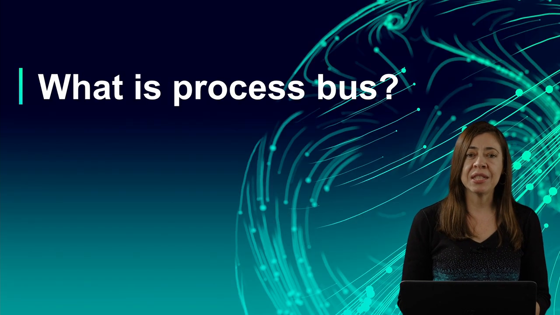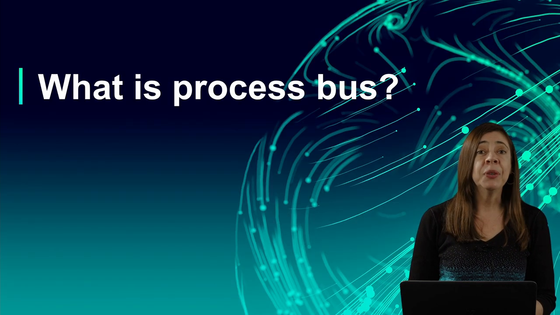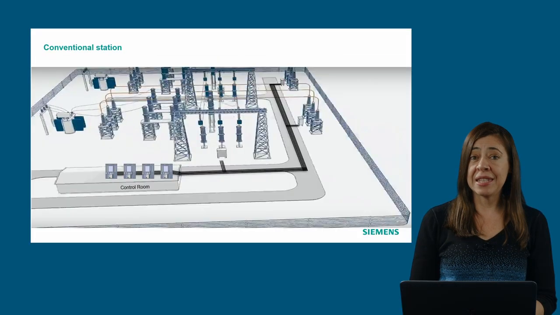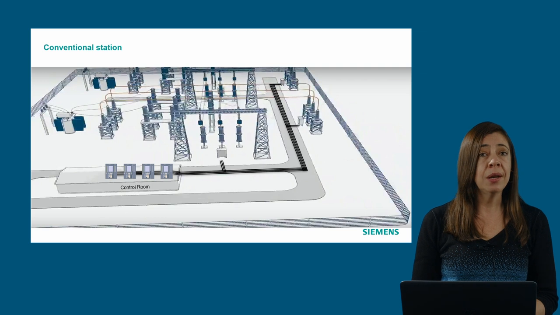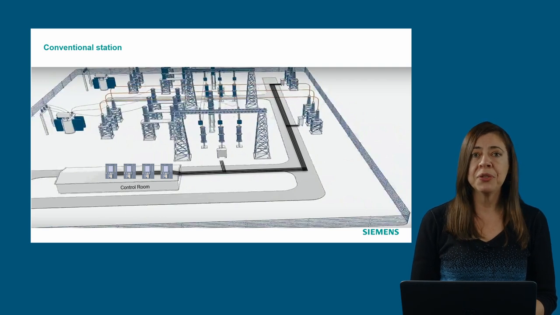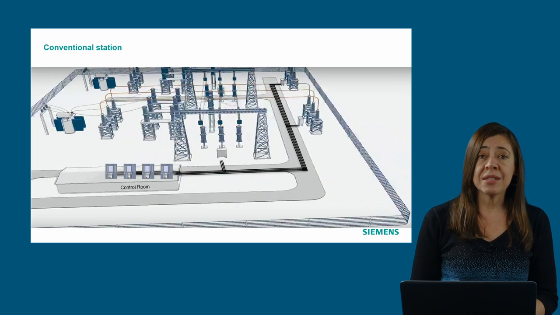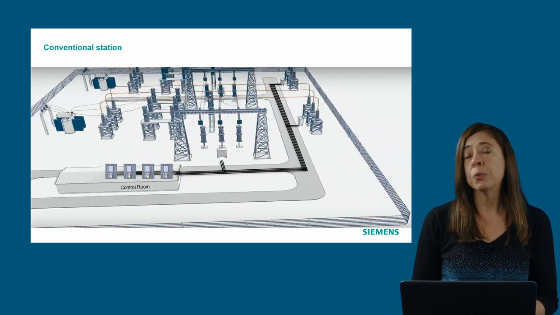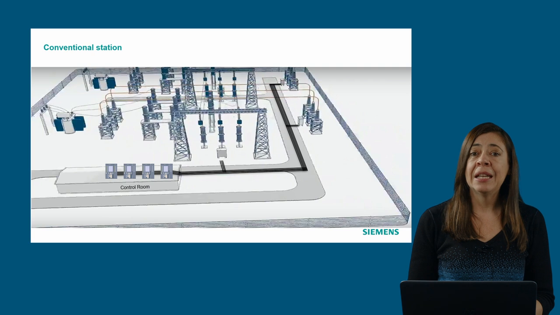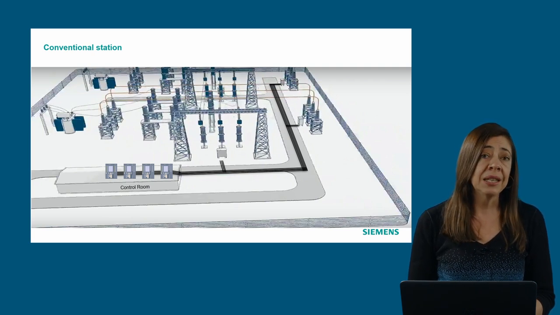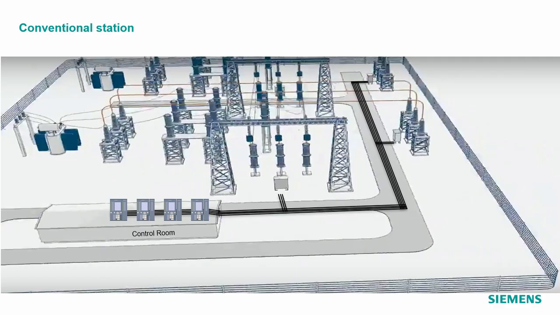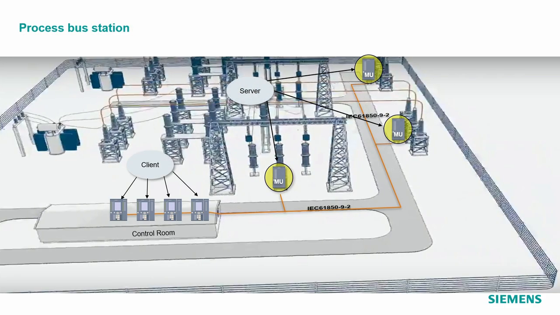The first question is, what is Process Bus? And to answer it, we can look at a conventional station, what we do today. We wire the complete information from the yard using copper cable to every one of the devices needing the information. What we want to do with the Process Bus is replace all this copper cabling by optical Ethernet communication networks, and for that we need some special devices called merging units.